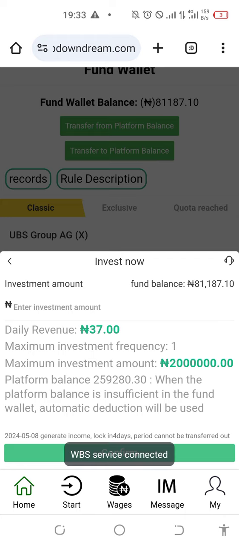So what's the maximum investment amount? The maximum investment amount is 2 million, so you can only put in a maximum of 2 million. Someone may say, oh, I want to put 10 million inside this investment. No, you can only put in 2 million. That's the maximum investment amount.